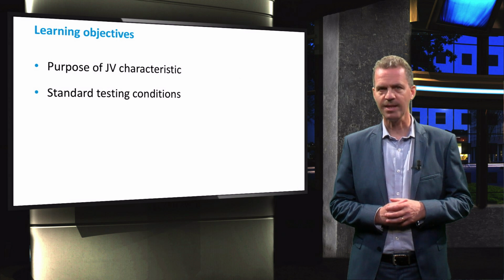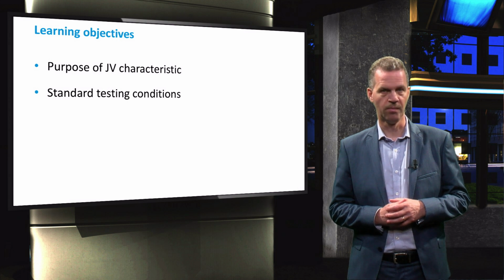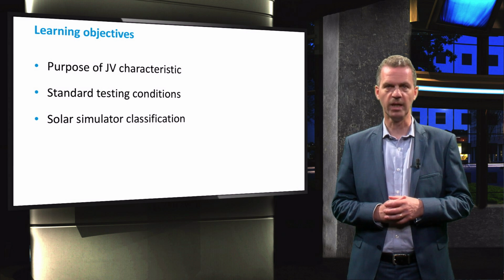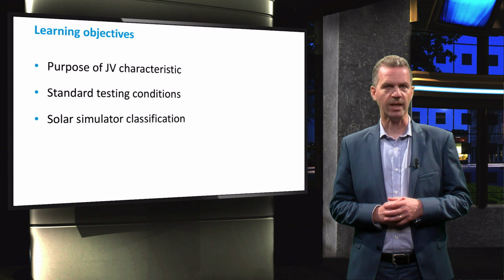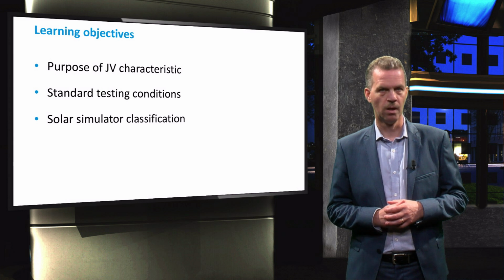You will learn about the purpose of measuring a JV characteristic of a solar cell, and secondly we will discuss the standard testing conditions under which the measurement is most commonly taken. Finally, we will introduce the classification for solar simulators. The components of an actual measurement setup will be discussed in the next video.